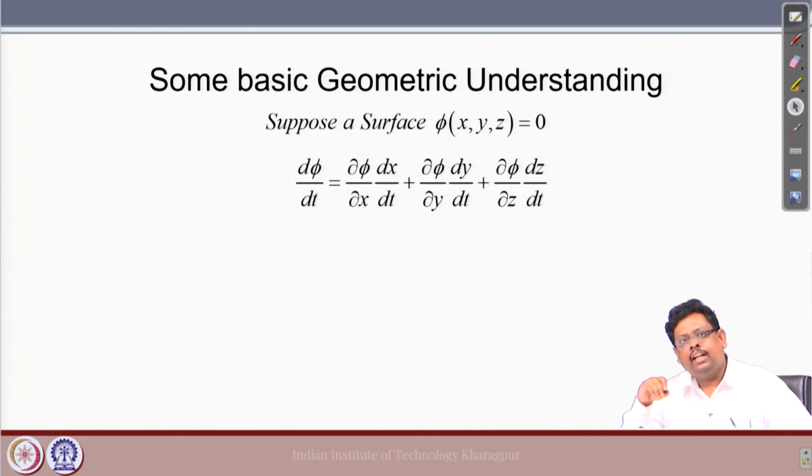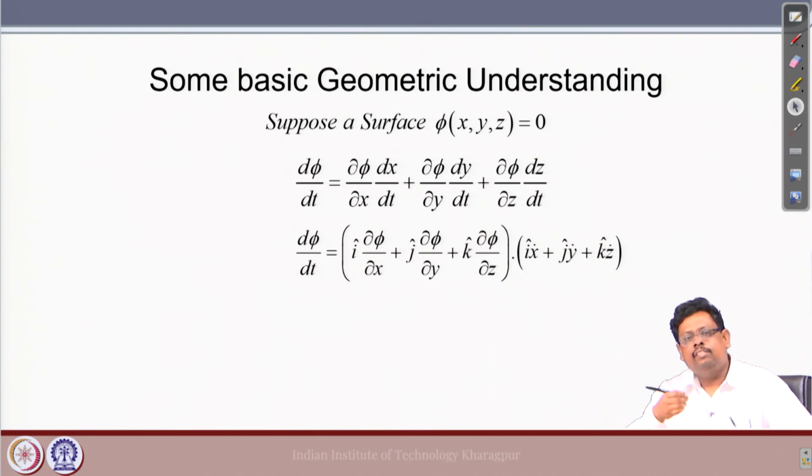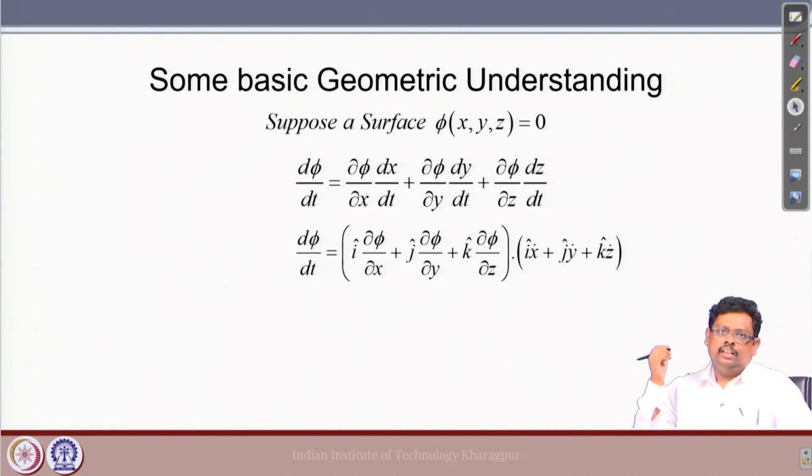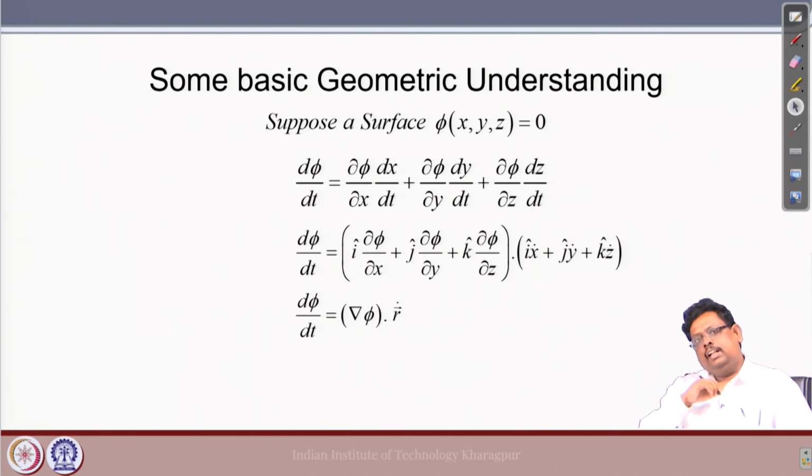Now, again I can write in vector form, as a dot product: d phi/dt equals i del phi/del x plus j del phi/del y plus k del phi/del z, and then dx/dt I can write as x dot, dy/dt as y dot, and dz/dt as z dot, right. Now, you see what this is? The left hand side is nothing but grad phi, and the right hand side is nothing but the velocity, which is r dot. So, I understand that d phi/dt is nothing but grad phi dot r dot.